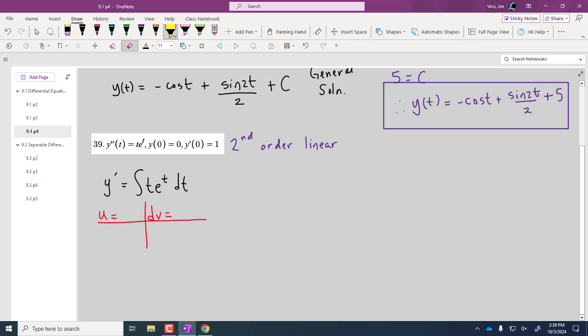And you have two choices here. You have a t and an e to the t. And remember that ideally, if you have a power on t and you put it with the u, that power is going to go down. So that's going to make the integrand simpler. If you put that t with the dv and you integrated, the power would go up, which makes it more complicated. So we're going with this.